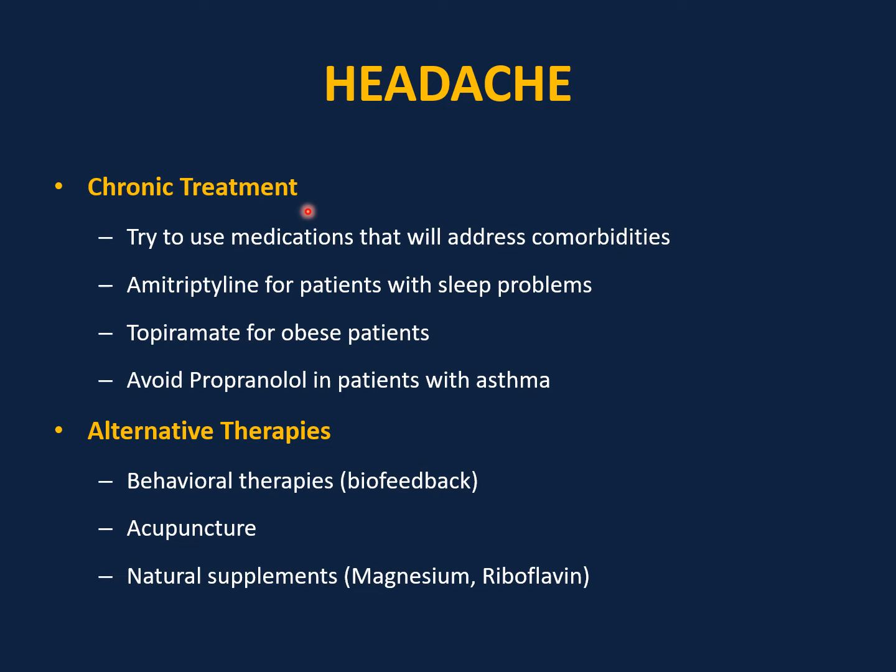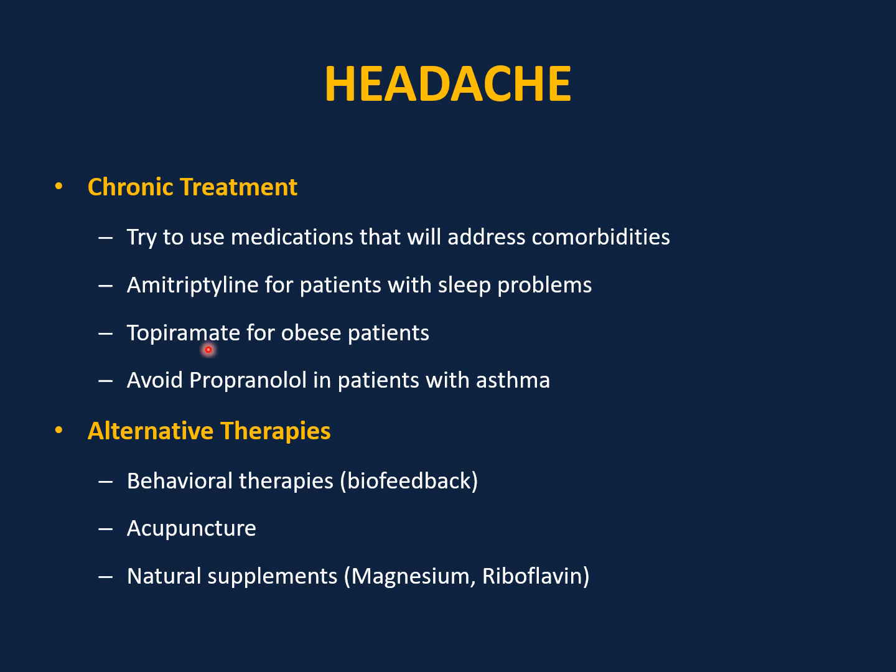Chronic or prophylactic treatment of headache: try to use medication that will address comorbidities, meaning it will solve other problems with it. For example, amitriptyline is not a good choice for obese children because it will cause weight gain. But it is a good choice for children with a sleep problem because it will help them sleep. Topiramate, on the other hand, is a good option for obese children because it may cause weight loss.